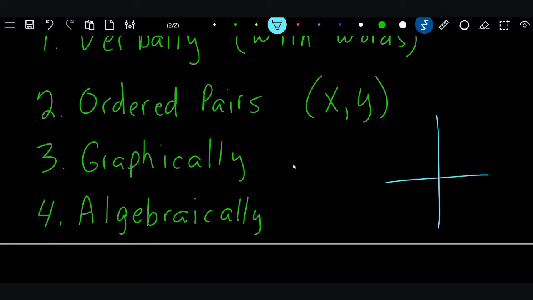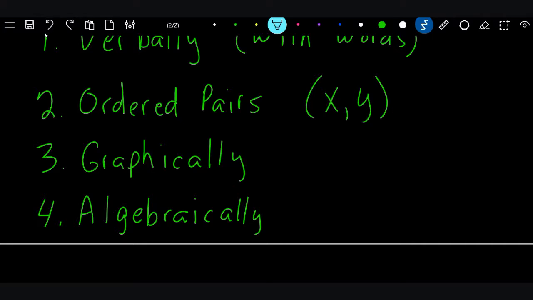Well, they actually give you a graph and they put 2 points there, something like that. So you could show a function by actually graphing it, putting it onto a piece of graph paper. The fourth way to show a function is algebraically.